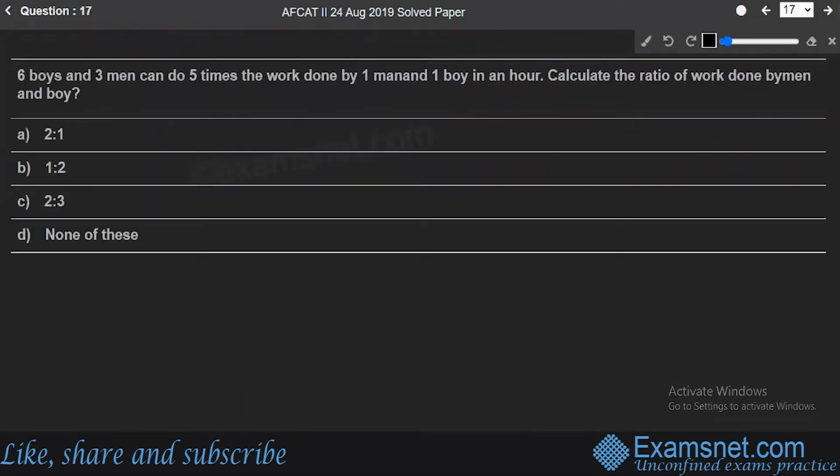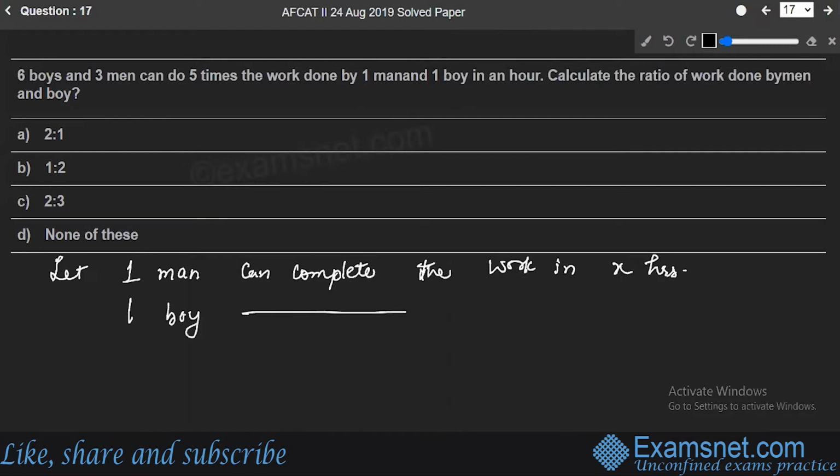Question number 17. 6 boys and 3 men can do a piece of work, can do 5 times the work done by 1 man and 1 boy in an hour. Calculate the ratio of work done by men and the boy. So these are the options given. First of all, let 1 man can complete the work in X hours, right? And 1 boy, he can complete the work in Y hours.